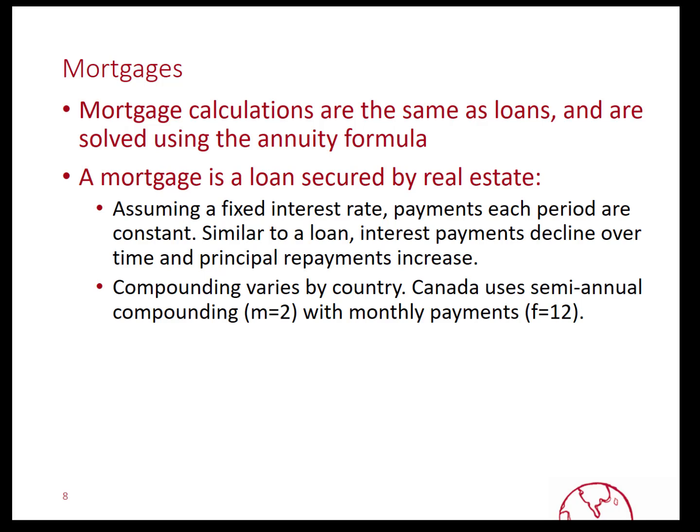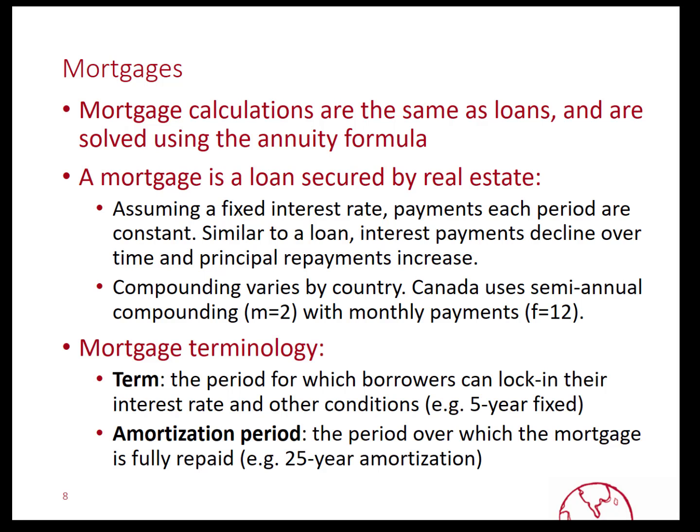That's why we looked at that quoted to effective interest rate example in one of our previous classes, where we looked at semi-annual compounding with 12 payments per year. You need it to calculate what interest rate is going to be charged on a mortgage in Canada. Now there's some other terminology. When you take out a mortgage in Canada, they describe the term and they describe the amortization period.